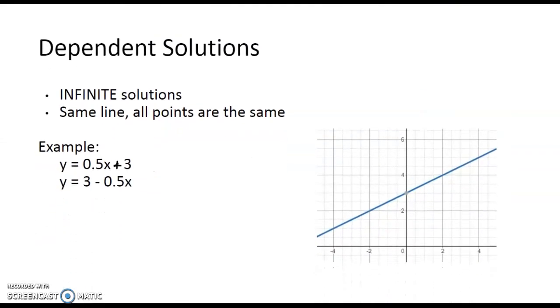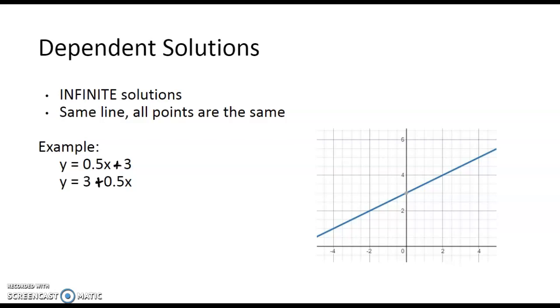And then our third type of solution for a system of equations is dependent solutions. This is when our two equations are the exact same line. So they share every single ordered pair in common, which means there isn't just one point of intersection, but there are infinitely many points of intersection. So an example here could be y equals 1/2 x plus 3 and y equals 3 minus 1/2 x.